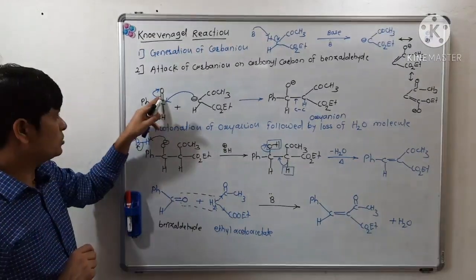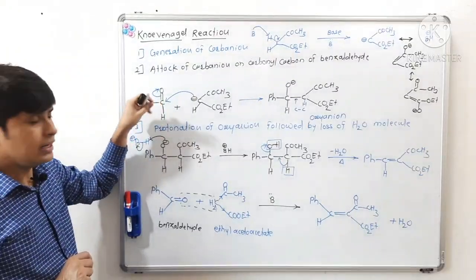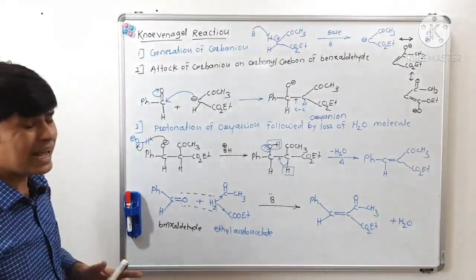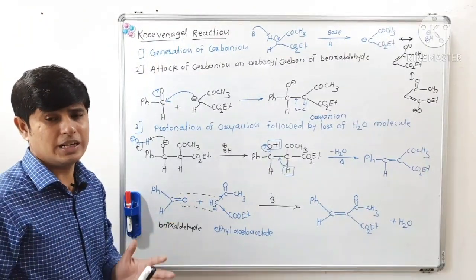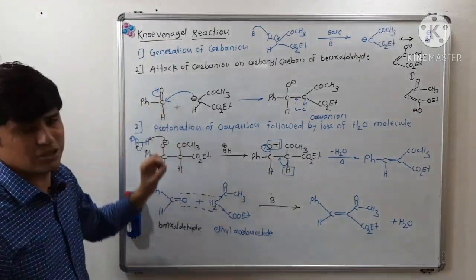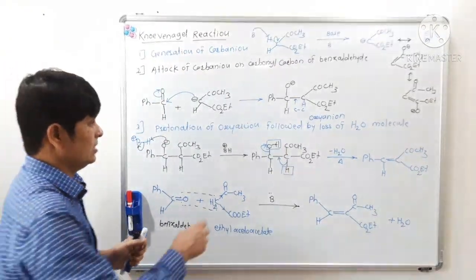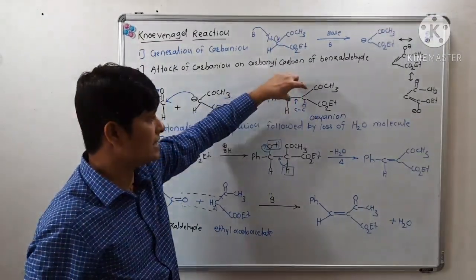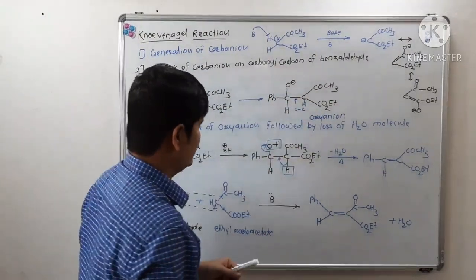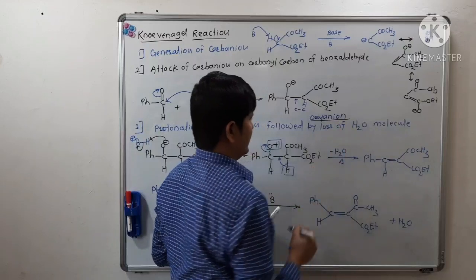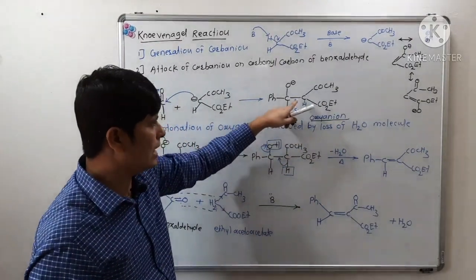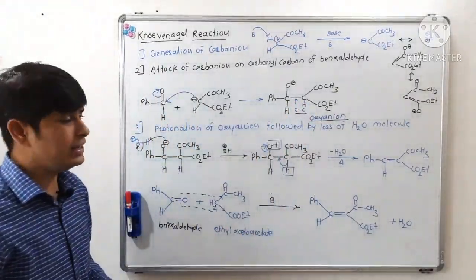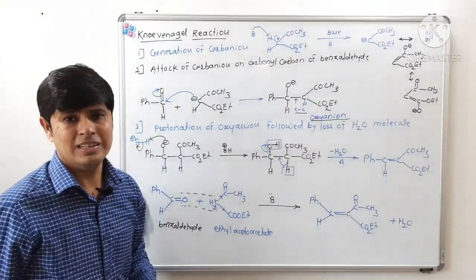And at the same time you have to shift the pi bonding electron density between carbon and oxygen towards the electronegative oxygen. As the pi bond is weaker, the pi bonding electron density will get shifted over the electronegative oxygen, not the sigma bonding electron density. So what will you get? You will get such kind of intermediate, and this intermediate is called an oxyanion. This intermediate will have a new carbon-carbon bond, formed between the benzaldehyde molecule and the active methylene compound.